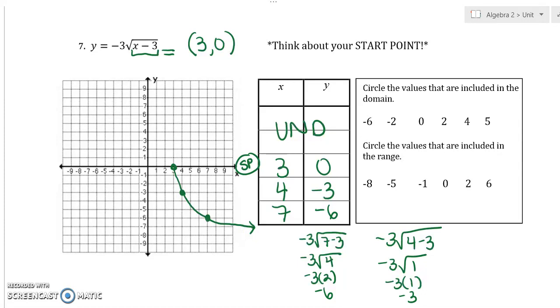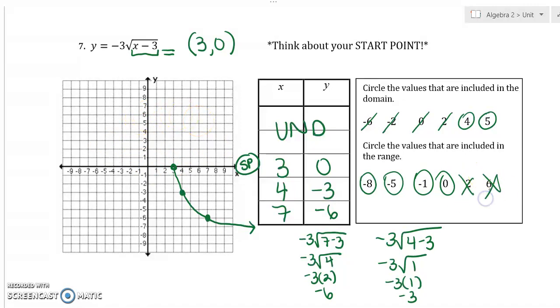Alright, now let's talk about the domain and the range. So my domain starts at 3 and it goes to the right. So -6, -2, 0, 2, these are not part of it. 4 and 5 are the only ones that are within my domain. And for the range, I start at 0 and I go down. So that means -8, there is a point on -8. -5, there is a point there. -1, there is a point there. At 0, there's a point there. But at 2, there's nothing. And at 6, there's nothing. So those two are out.